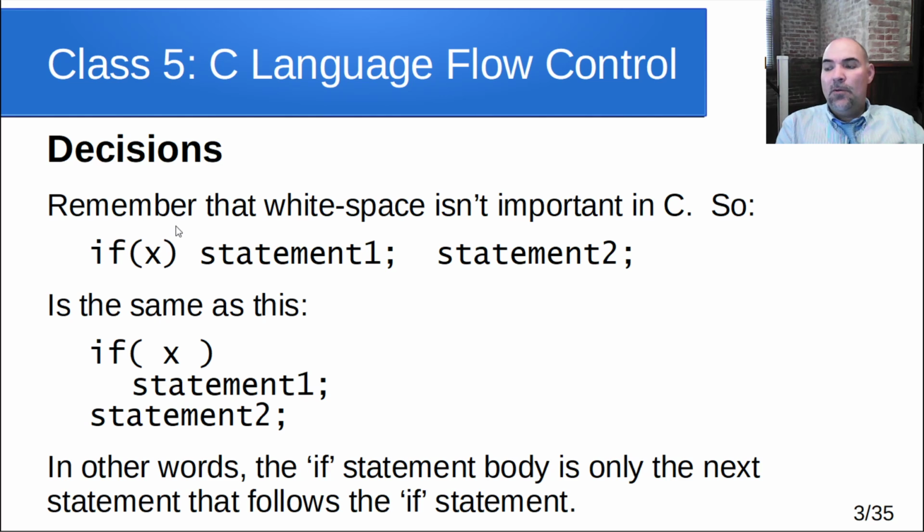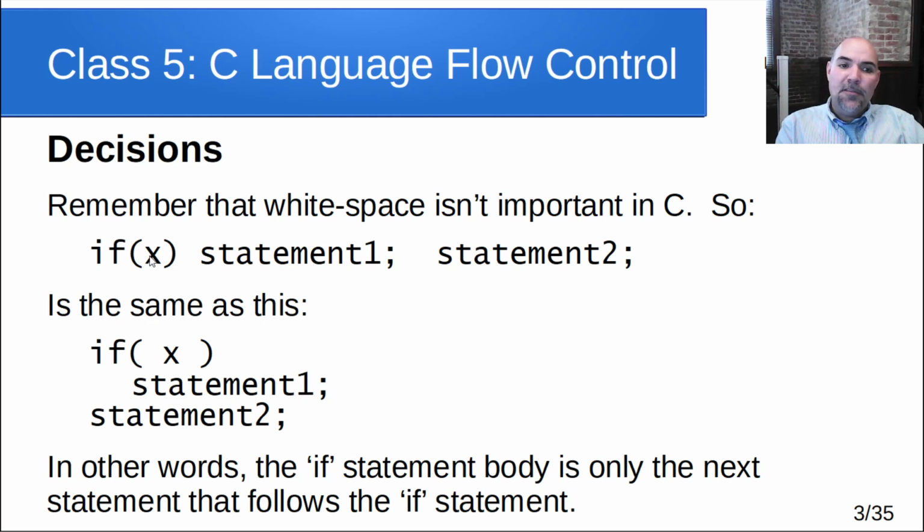One of the things to remember is that white space isn't important in C. So if we have an if statement like this, if something, which is going to be our comparison or conditional value, evaluates as true, then it will execute just this one statement. The statement 2 over here has nothing to do with the if statement. Even if we put it on the same line, the second statement is not associated with the if. What the if statement does is only decide whether to run the next statement or to skip that next statement. So it's only one single statement, and that's going to be important for us understanding it.